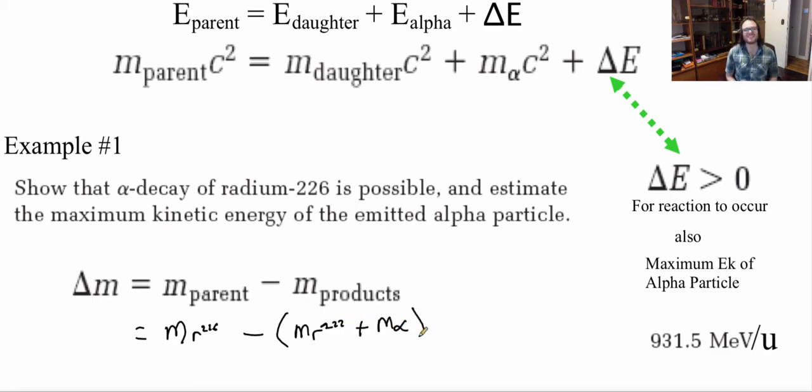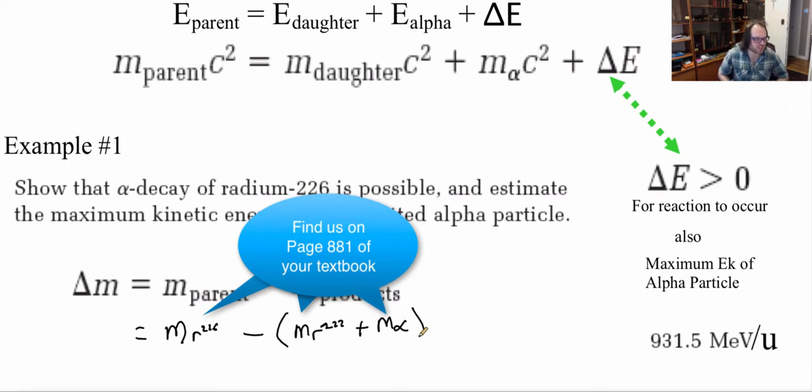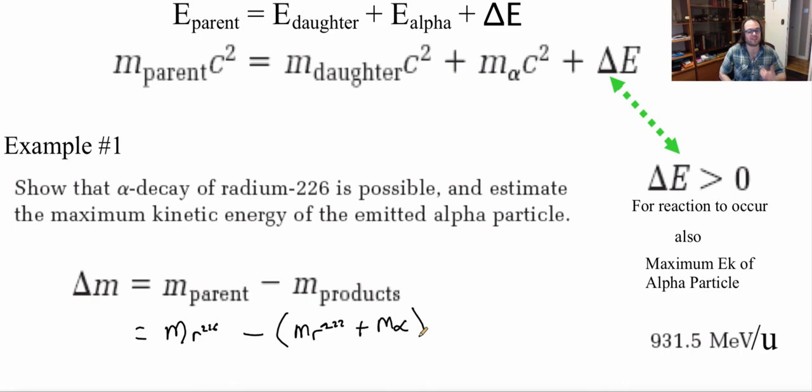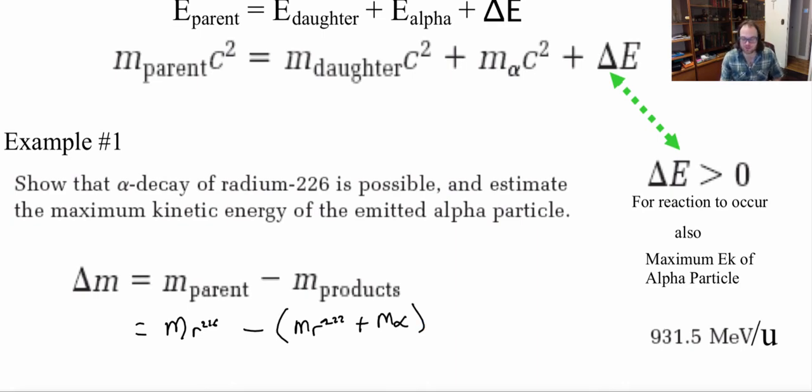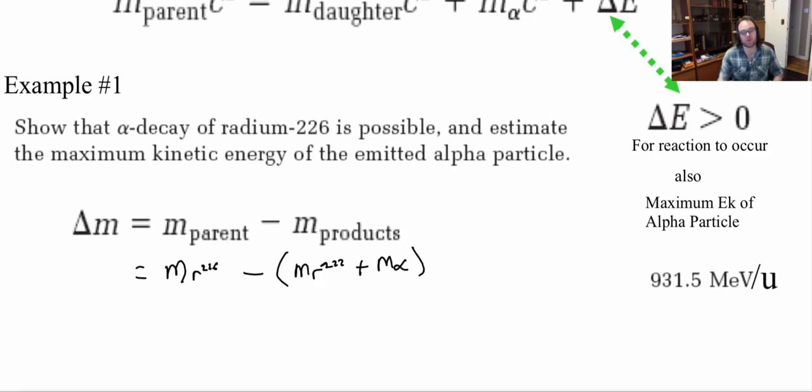Now to find these masses, go to, I believe it's page 881 in your textbook, and there's a table there to find these masses to a specific number of decimal places. On your exams, you'll be either given a table with all of these decimal places, or the question will have the masses for you. So now let's continue this here.